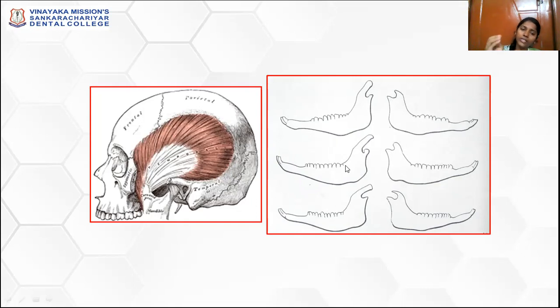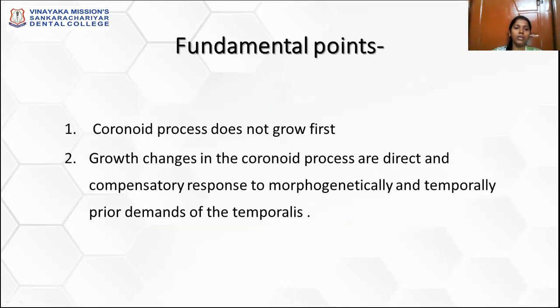So whenever there is a muscle attachment to a particular bone, the activity, tonicity and contraction of that particular muscle produce a stimulus over the bone that helps in the growth or shape, maintaining or controlling the position, shape, size or growth of that particular bone. This is the relationship of a periosteal matrix with your microskeletal unit. So the coronoid process doesn't grow first.